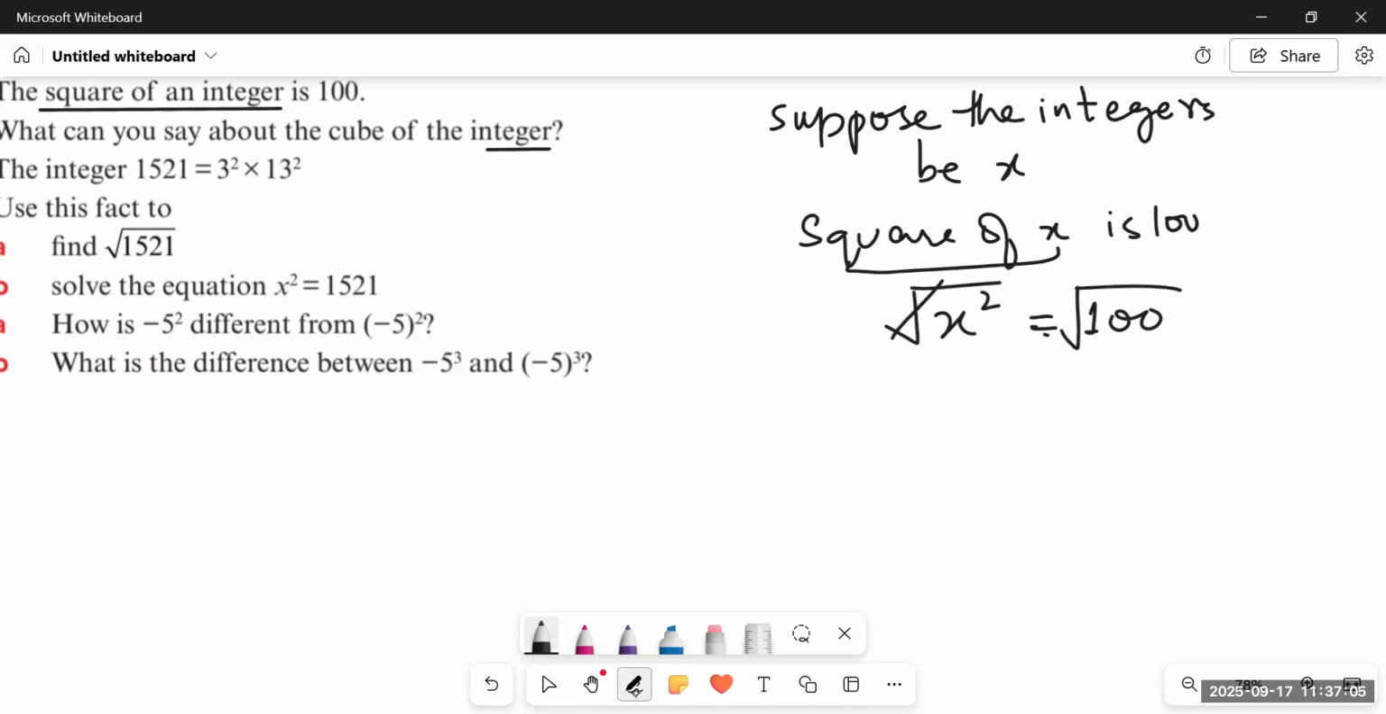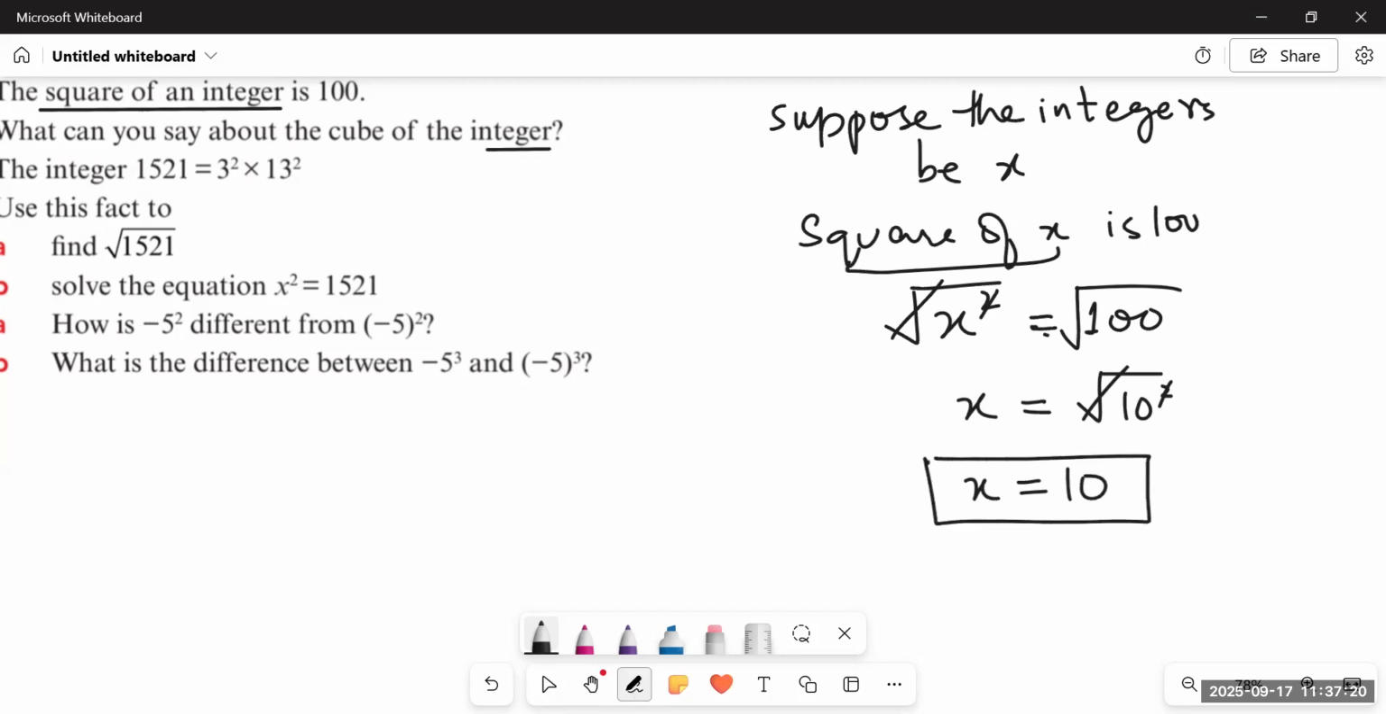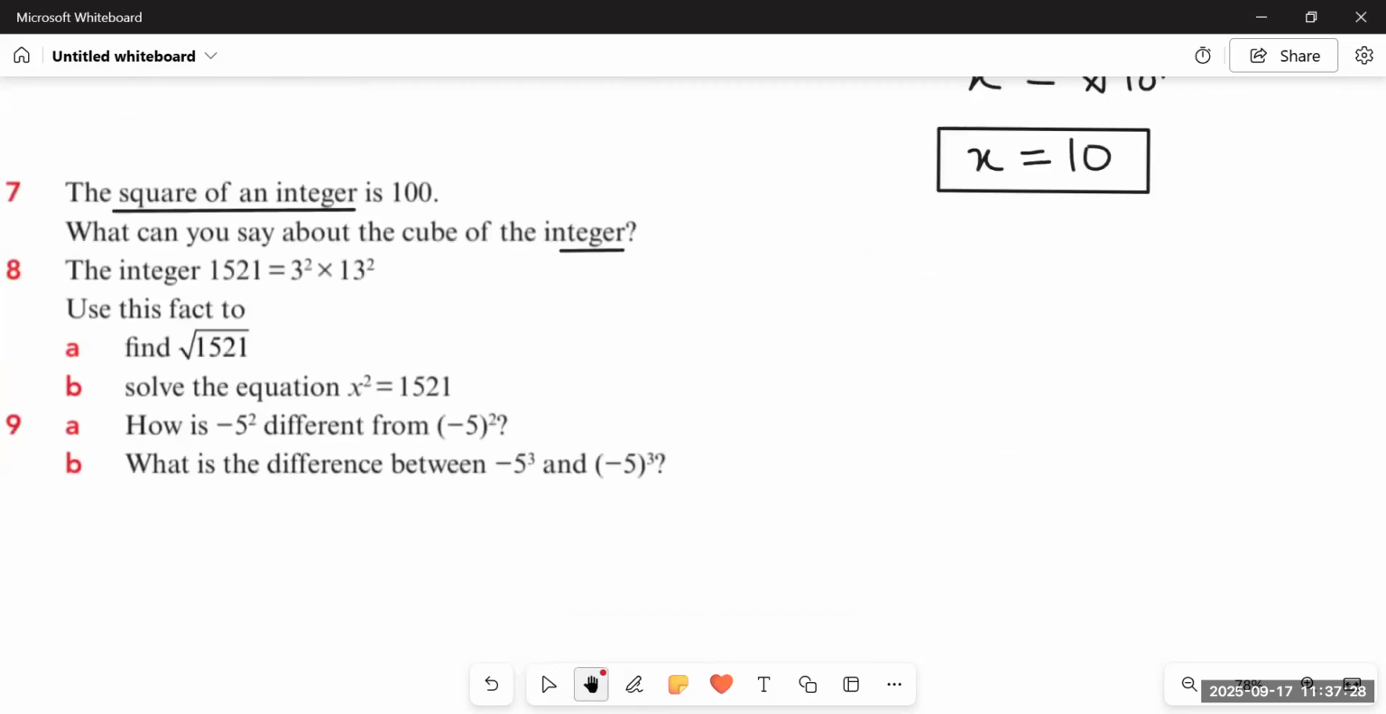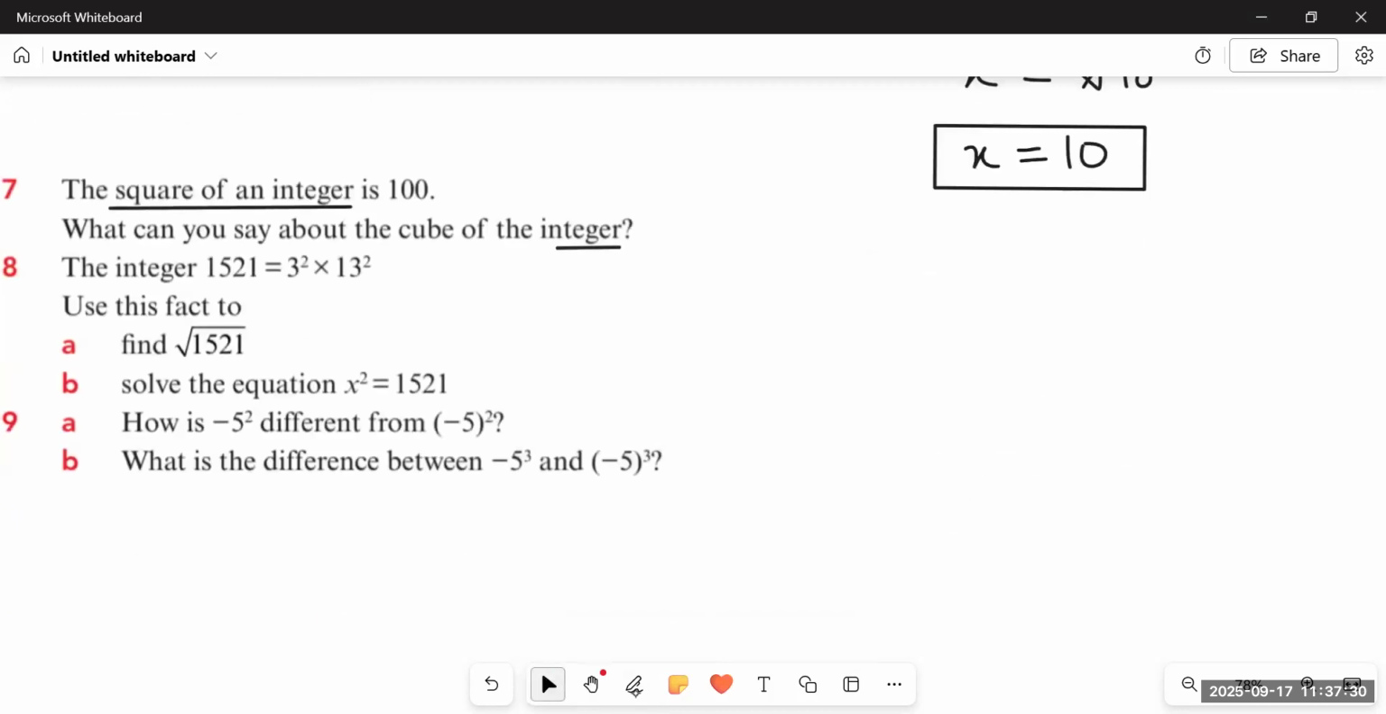When we take the square root on both sides, we know that 100 is the perfect square of 10. So we can replace it with 10 square, okay? And then cutting the square with the square root, x is equals to 10. It means that the integer would be 10. If 100 is the square of an integer, that integer could be 10, right? And then they're saying, what can you say about the cube of the integer? So the cube of that integer would be x cube is equals to 10 cube.